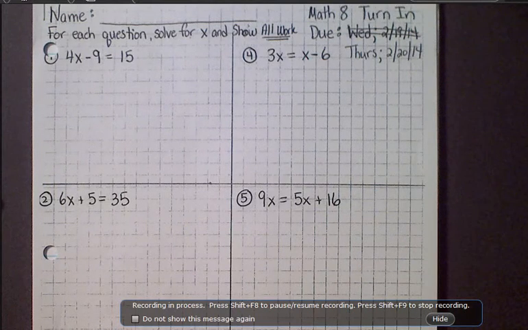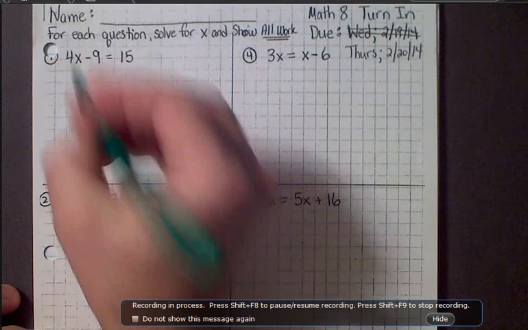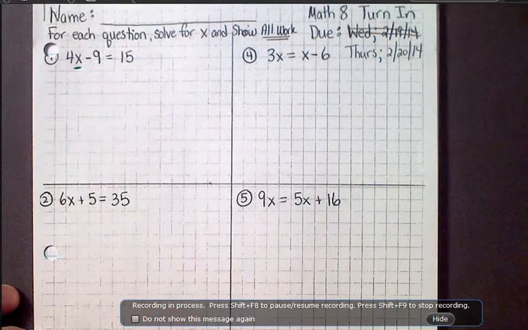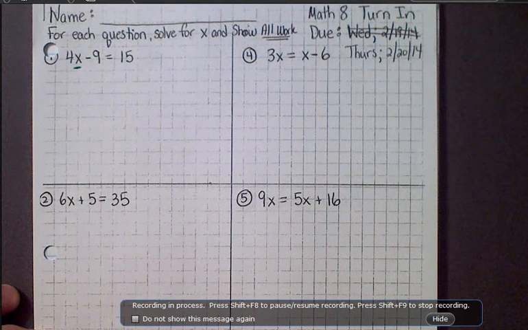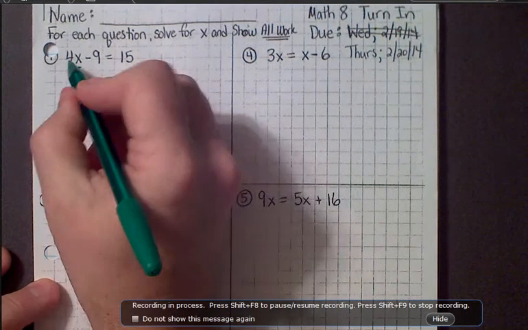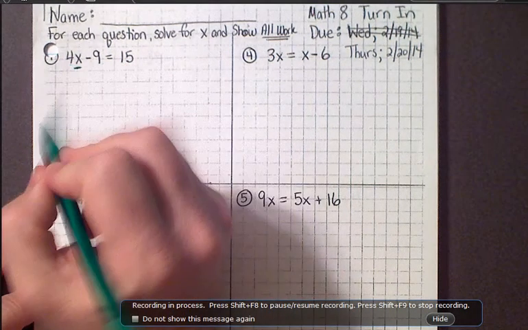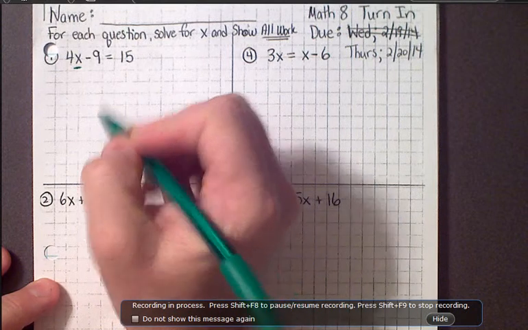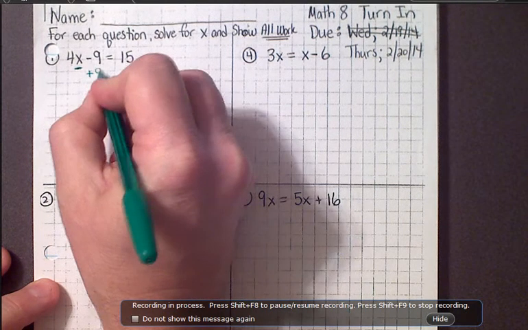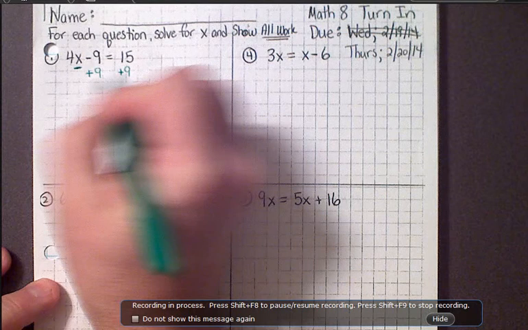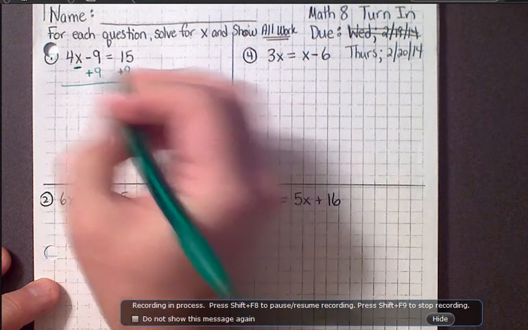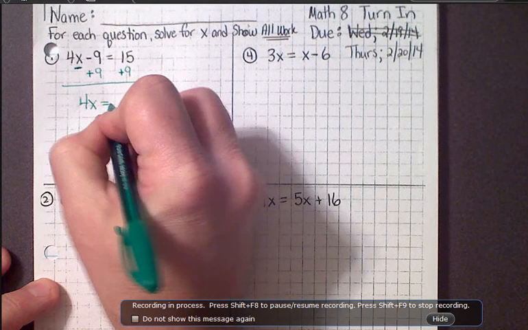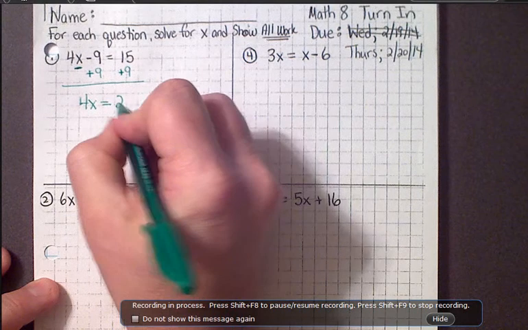Okay, this was our first turn-in assignment in that packet, and it was just solving linear equations. What we have to do is recognize what's happening to our variable x in each of these cases. So there's my x, and we're multiplying it by 4 and we're subtracting 9. So we need to undo the subtraction first. We're going to add 9 to both sides of the equation. Bring down your result. 4x is equal to, well, 15 and 9 is 24.